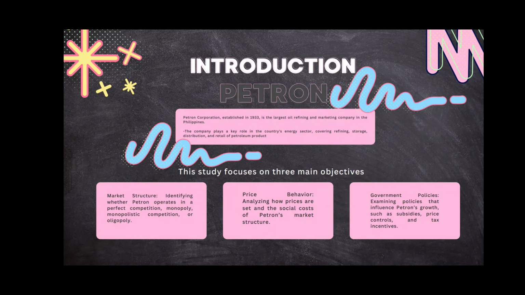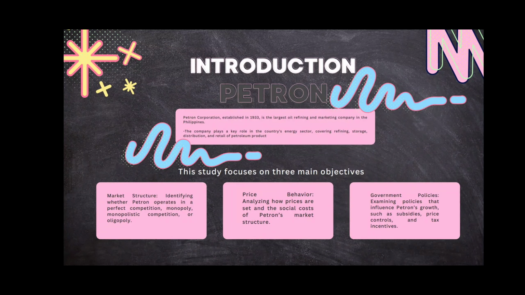In this study, we are tasked with examining three objectives provided by the lecturer to analyze the chosen company named Petron Corporation. The first objective is to identify the market structure of Petron. For this objective, we are required to explain the characteristics of Petron's market structure, whether it falls under perfect competition, monopoly, monopolistic competition, or oligopoly. For the characteristics of the market structure, we need to gather information about the firms, such as the number of firms operating within the industry.